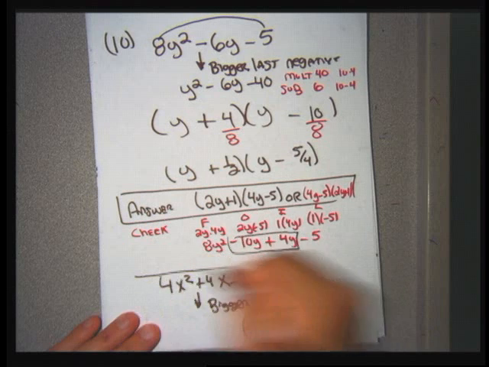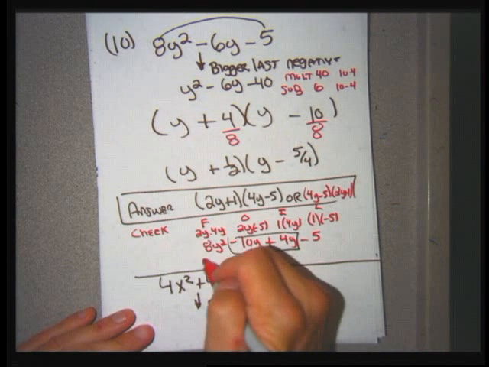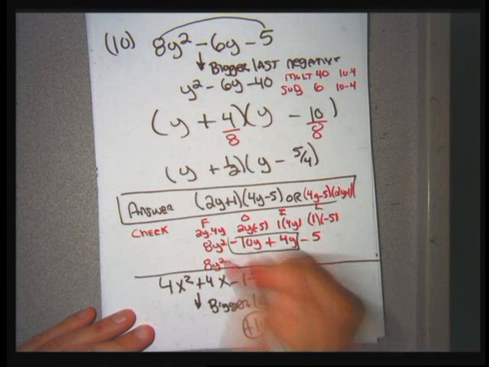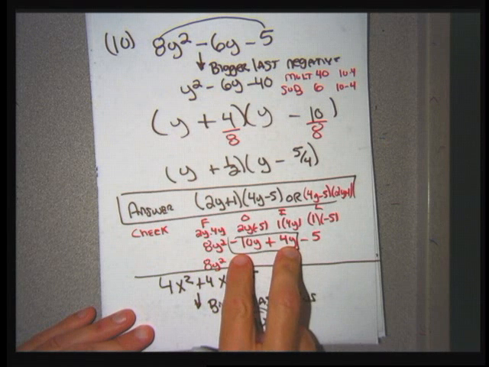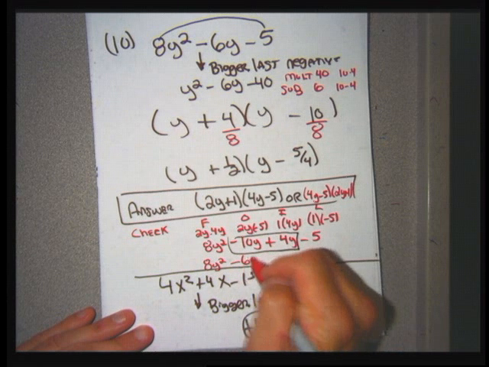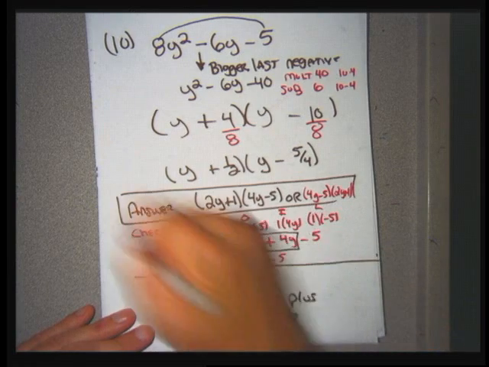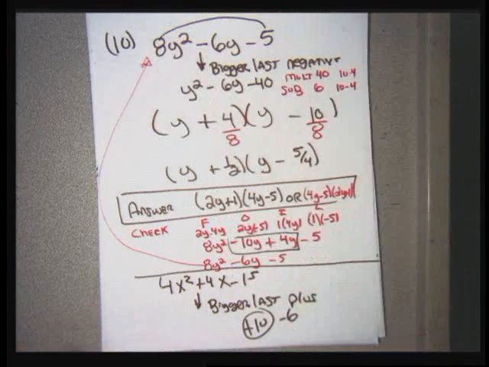The outers and the inners will combine together into a single term. Because the numbers in front of the outers and the inners have opposite signs, I subtract and take the sign of the larger. 10 minus 4 is 6. The 6 is going to be negative because the bigger number is negative. And I bring down the minus 5. I look at this and compare it to the original problem. It's factored perfectly.